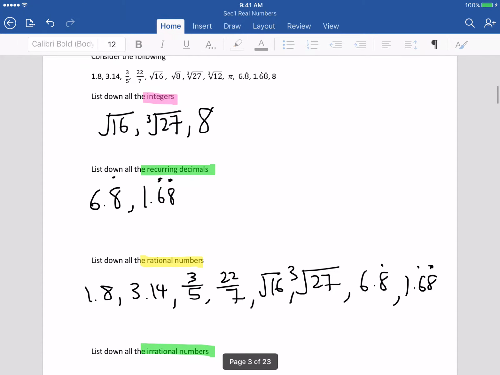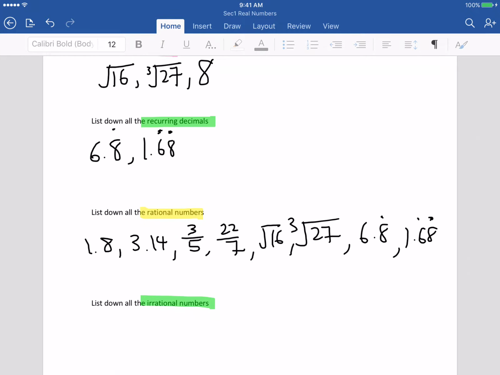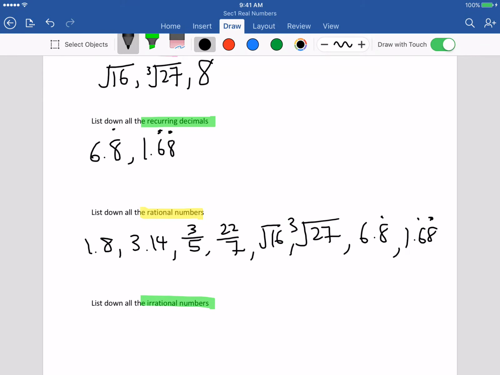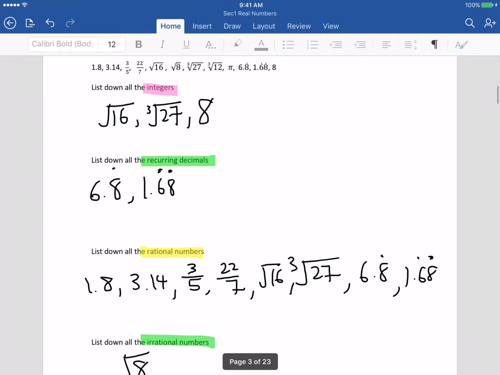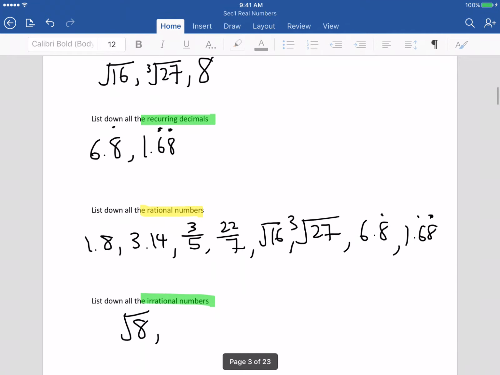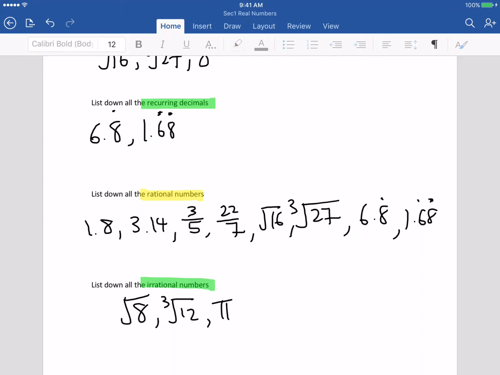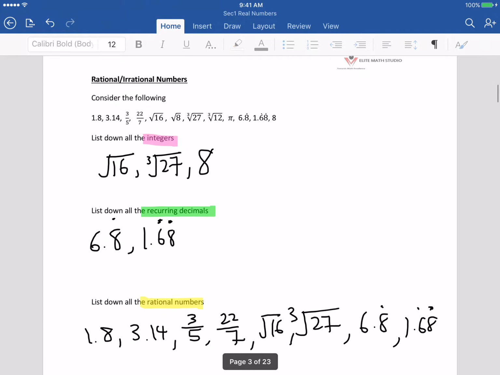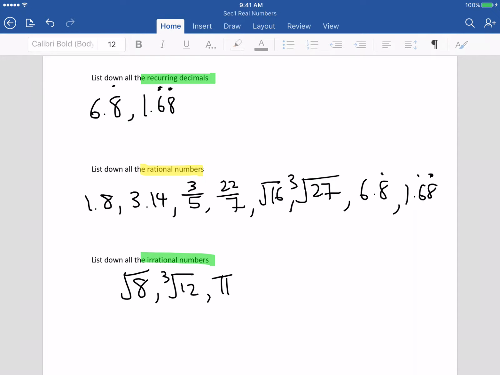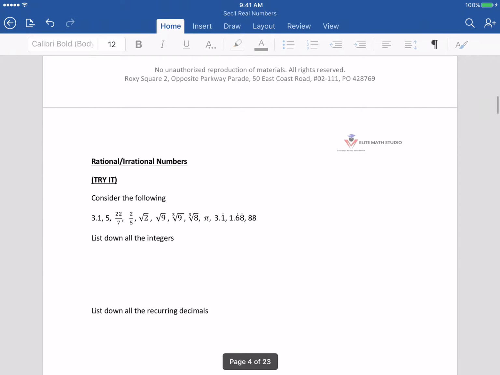So the first irrational will be square root 8, comma. The next one will be cube root 12 and pi. Because when you key all these values into the calculator and try to put them in fraction, you can't do it. Okay? So the first exercise is actually to just try it.